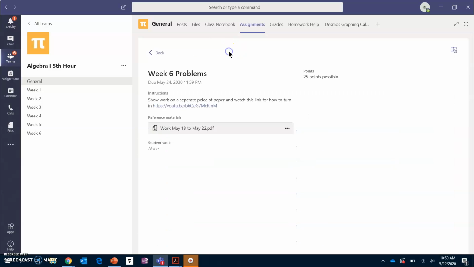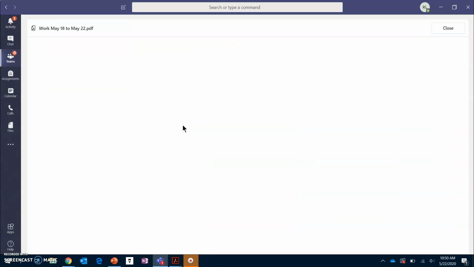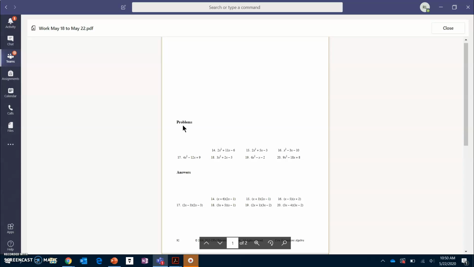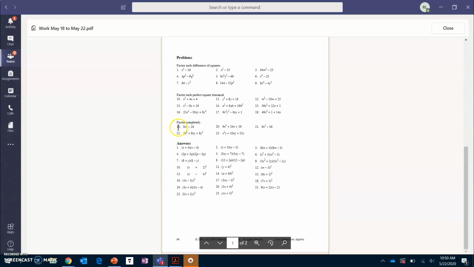So if we take a look at those problems, page 2, 19 through 23. You see how 1 through 9 said factor each difference of squares, and then 10 through 18 said factor each perfect square trinomial. So for 19 through 23, each of these will either be a difference of squares or a perfect square trinomial.